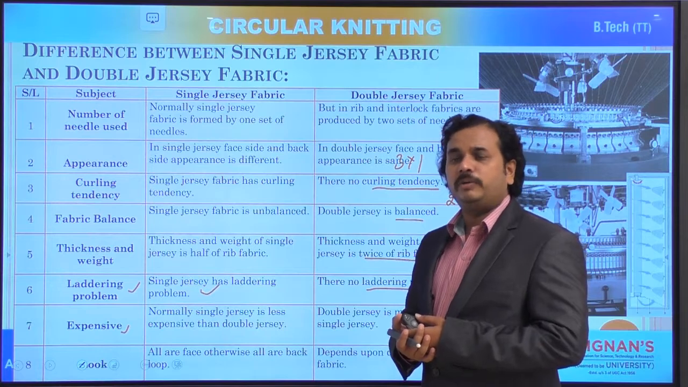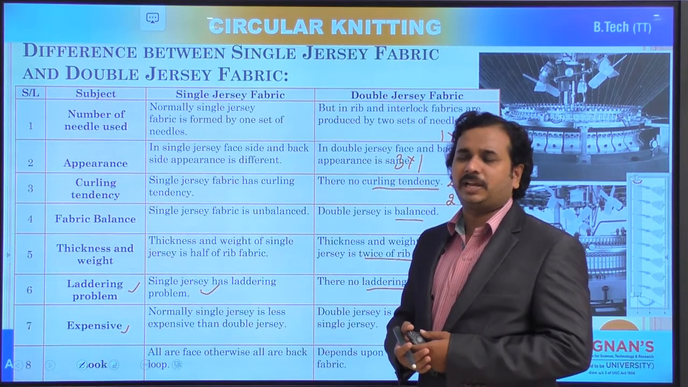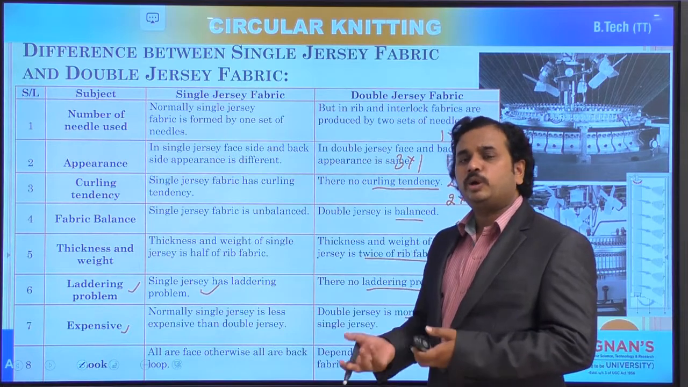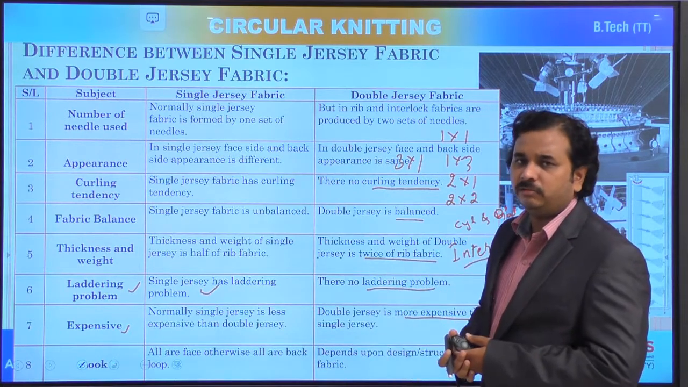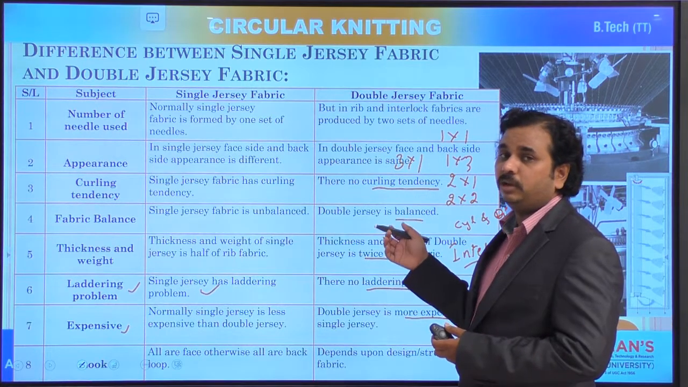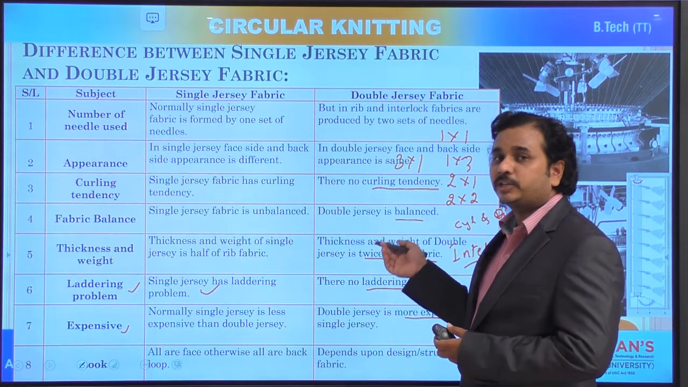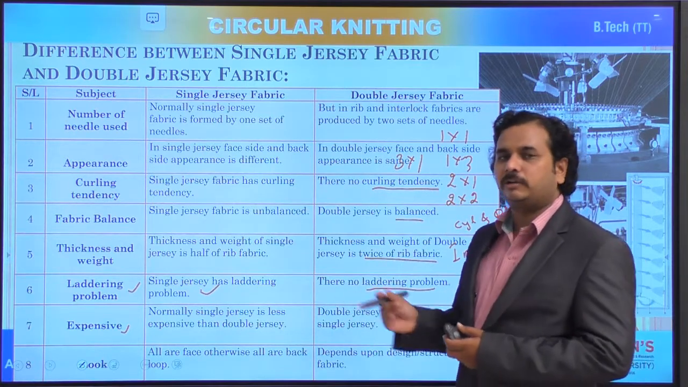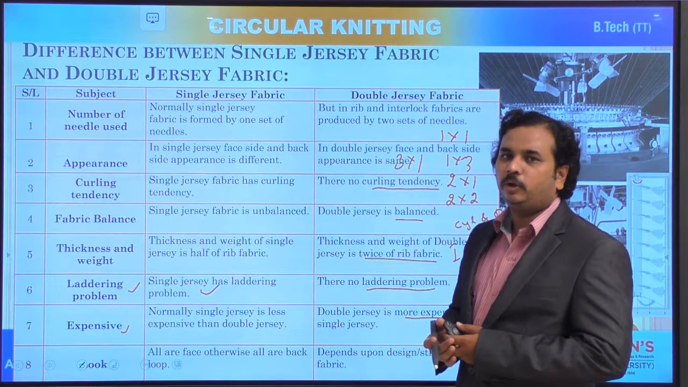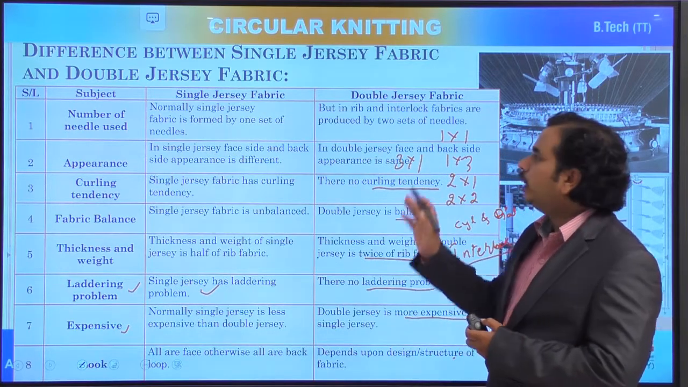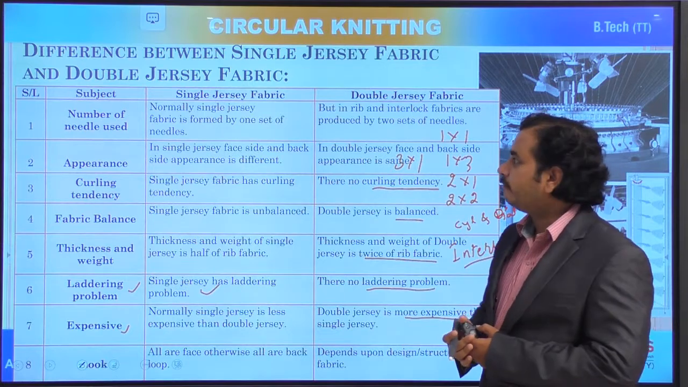So if we change the fabric structures like a PQ or double PQ or half cardigan, so if we change the weave, or generally the structure, we cannot say the weave, so we can say the structure of the knitted fabric, then completely the look or appearance of the fabric is going to be different. So this is the simple comparison or difference between the single jersey and double jersey fabrics.